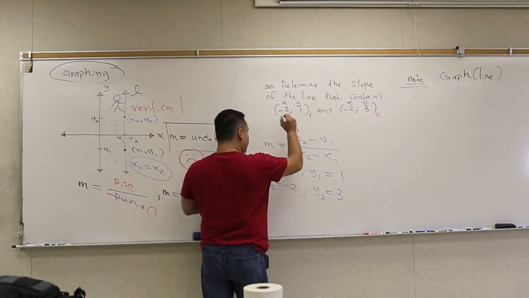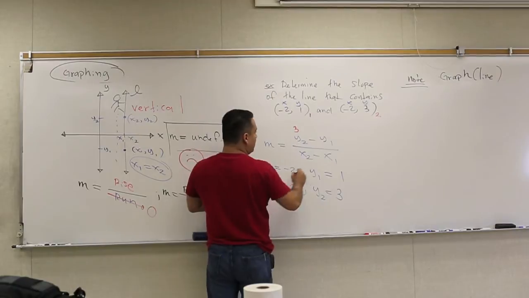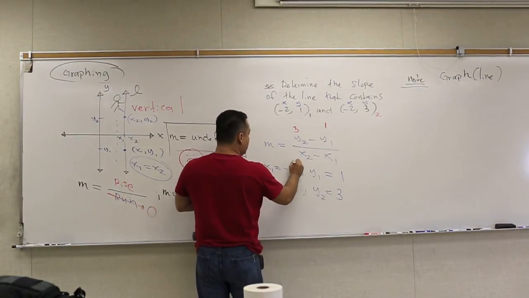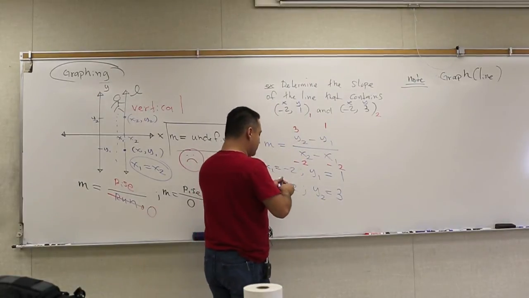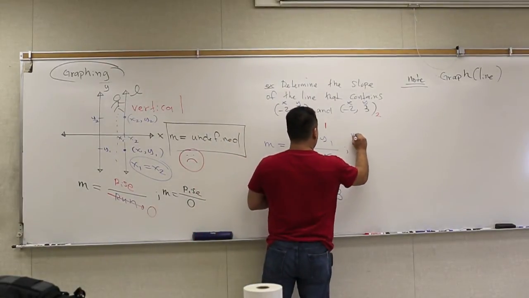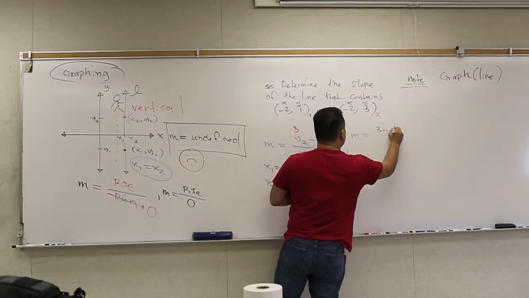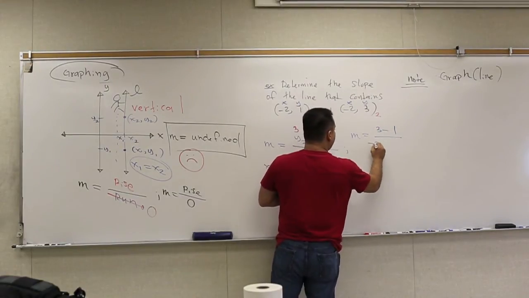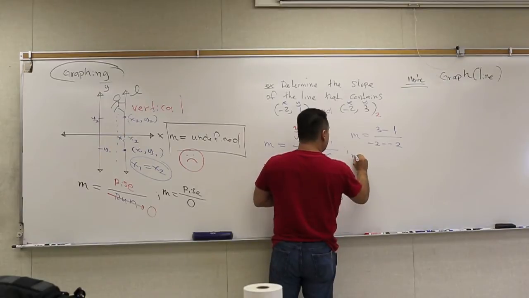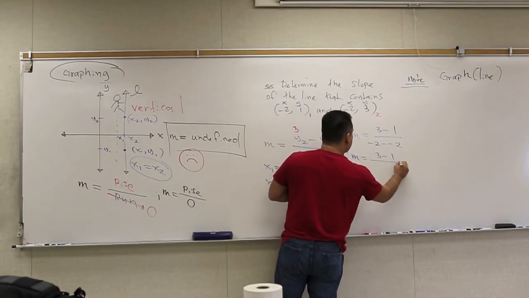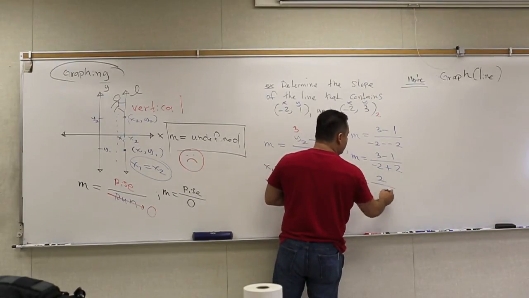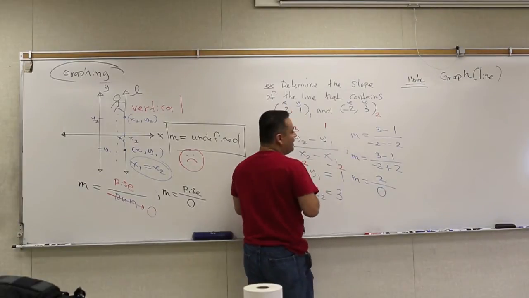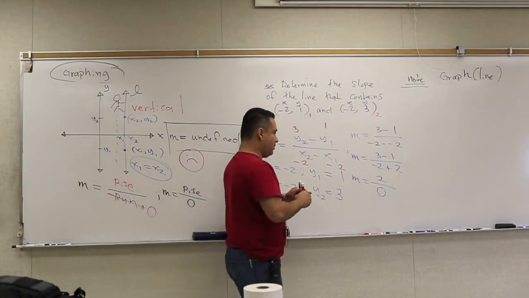Plug them in. 3, 1. What's x2? Negative 2. x1? Negative 2. Let's see what our slope is. Well, that's 3 minus 1 over negative 2 minus negative 2. Do you guys remember what's minus the minus? That's plus. Okay, so then I get 3 minus 1 is 2. Negative 2 plus 2 is what? 0. Ladies and gentlemen, you can't divide by 0.